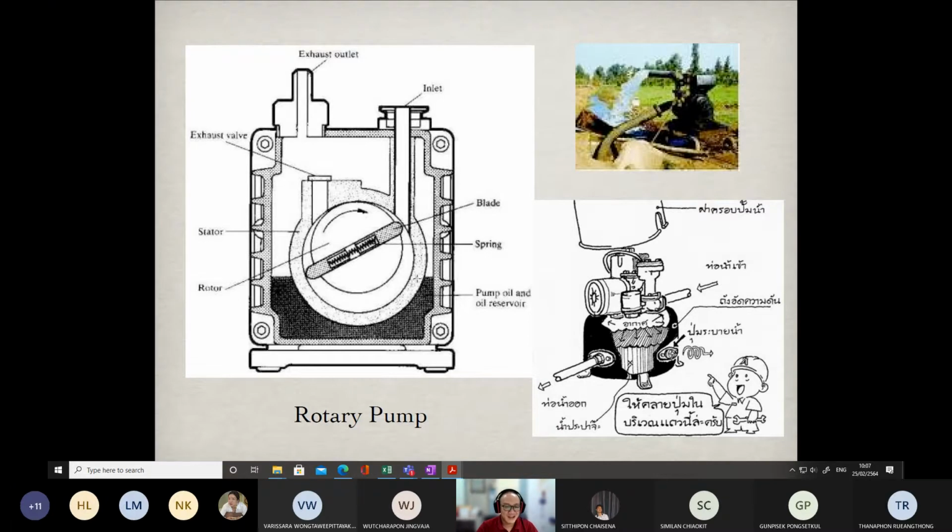But once it moves further, the water is pushed so that it can get out from this chamber through this outlet. So this is how the rotary pumps work. There's a blade here equipped with springs. These parts keep the rotor attached to the walls of the casing.